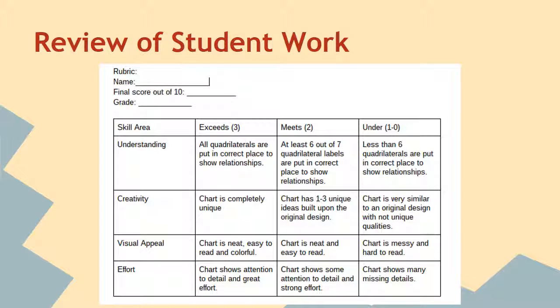Then before they start, and also at the end, they will review their work. This is the rubric. The 4 areas that we're grading on this are understanding, creativity, visual appeal, and effort. They will go through this rubric with their tutors to know that they are doing the best job that they can and are ready to get their best grade. Then they will go through and grade themselves, and then a tutor and a teacher will also do it to get their final grade.